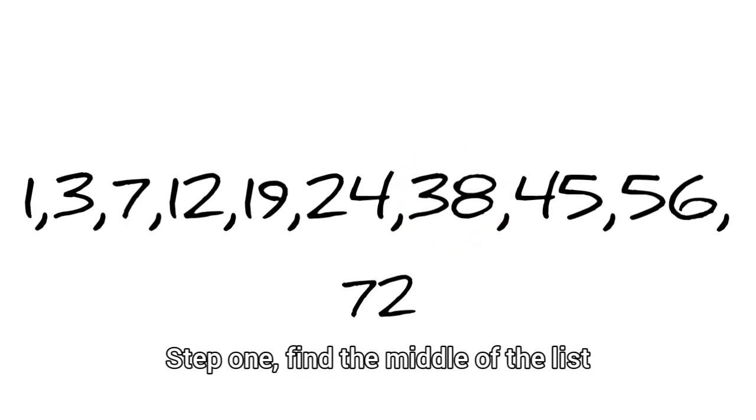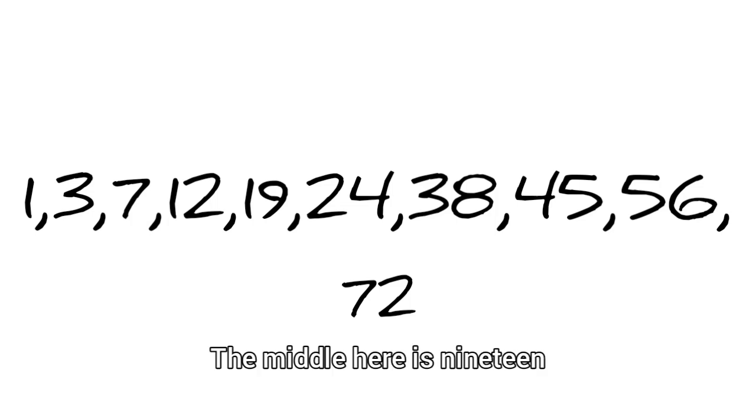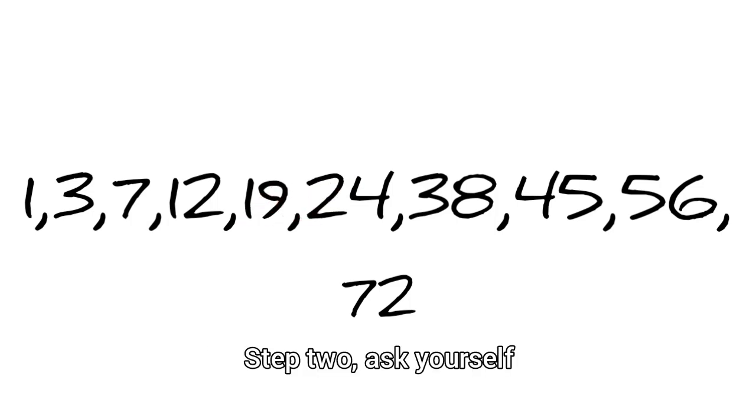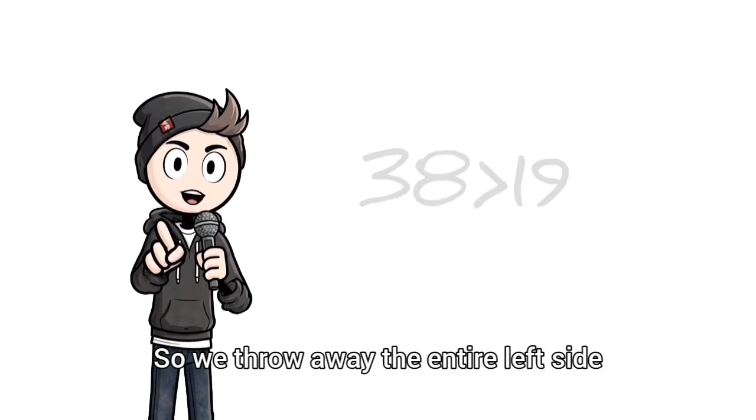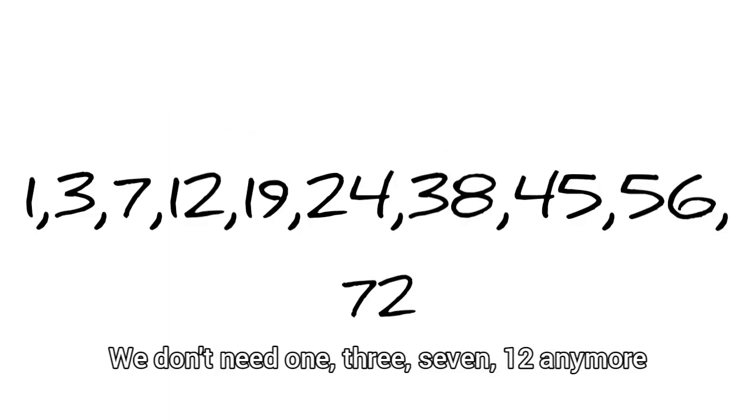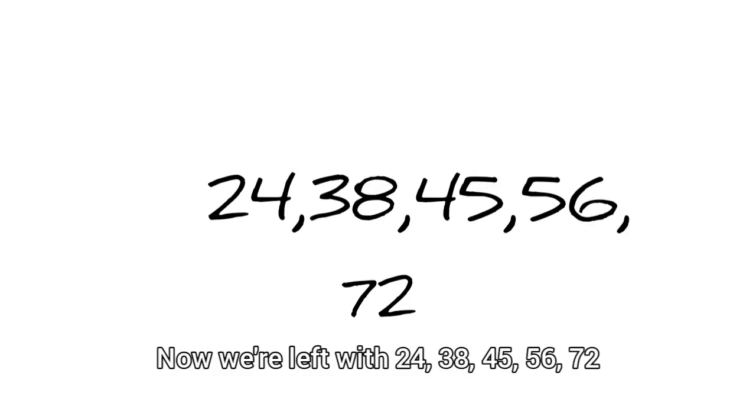Step 1, find the middle of the list. The middle here is 19. Step 2, ask yourself, is 38 bigger or smaller than 19? It's bigger. So we throw away the entire left side. We don't need 1, 3, 7, 12 anymore. Gone. Now we're left with 24, 38, 45, 56, 72.